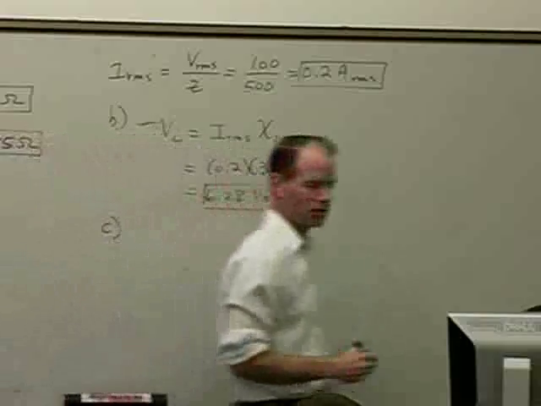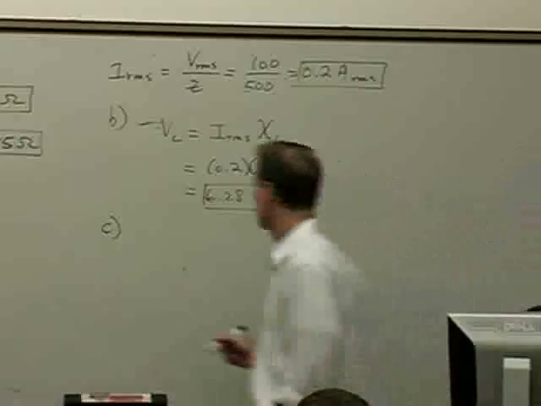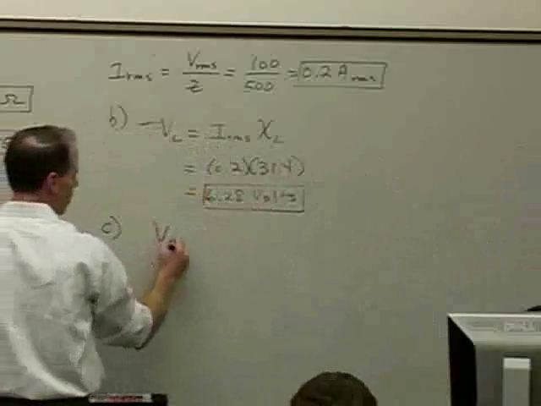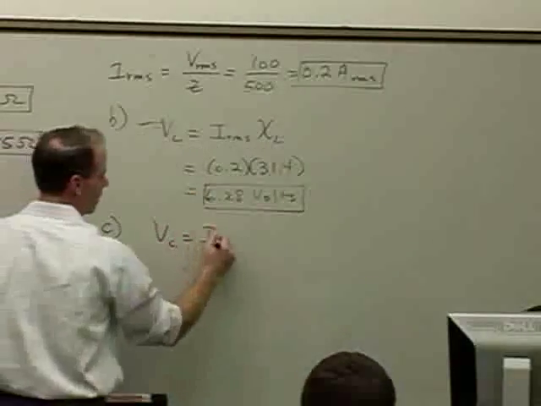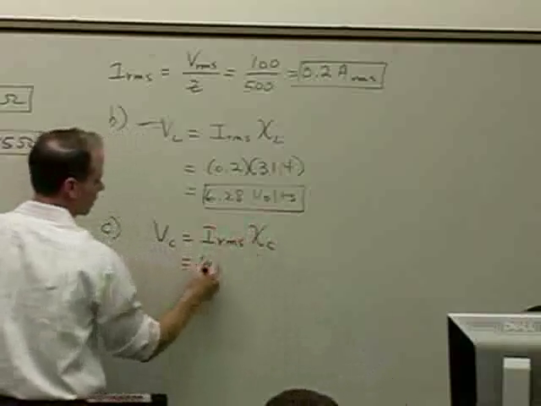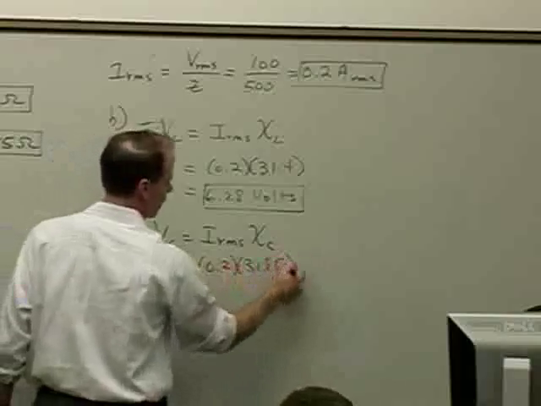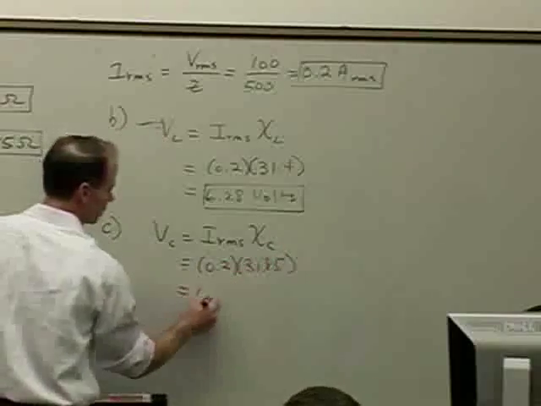What is the voltage drop across the capacitor? Same sort of thing. Voltage drop across the capacitor is the RMS current times the capacitive reactance. That's going to be 0.2 times 31.85. So that would be 6.37.